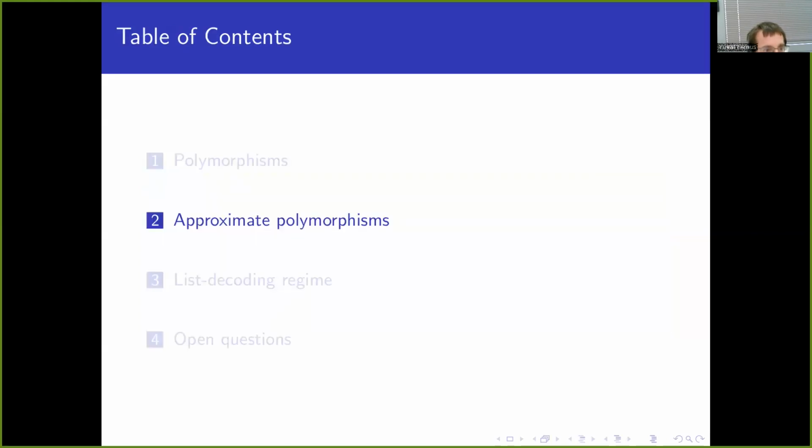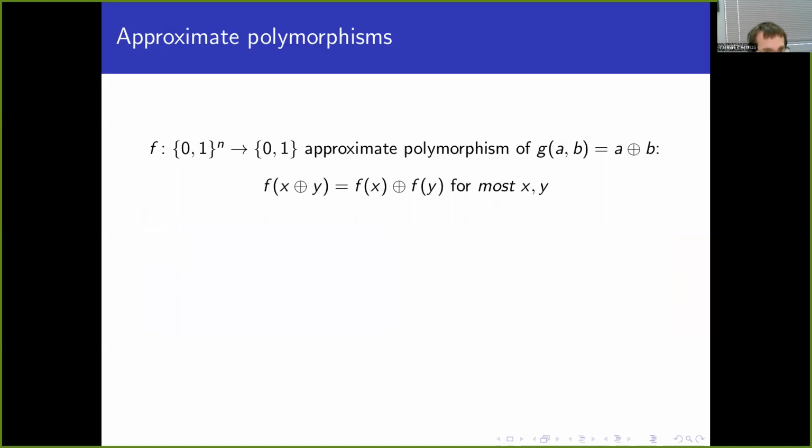And now let's move on to approximate polymorphisms. Here's linearity testing. We have a function f, and it satisfies that f of x XOR y is equal to f of x XOR f of y for most x, y. Most meaning with probability very close to 1. This is the same as saying that f is an approximate polymorphism of the XOR function. And we've seen that in that case, f has to be close to an exact polymorphism of XOR, which in this case is an XOR.